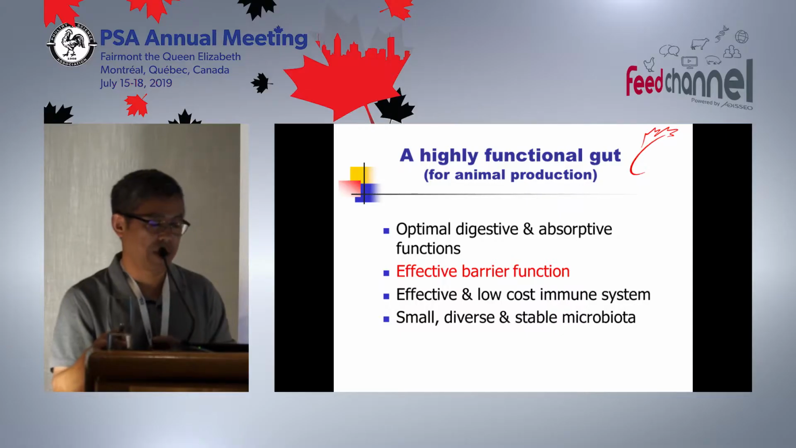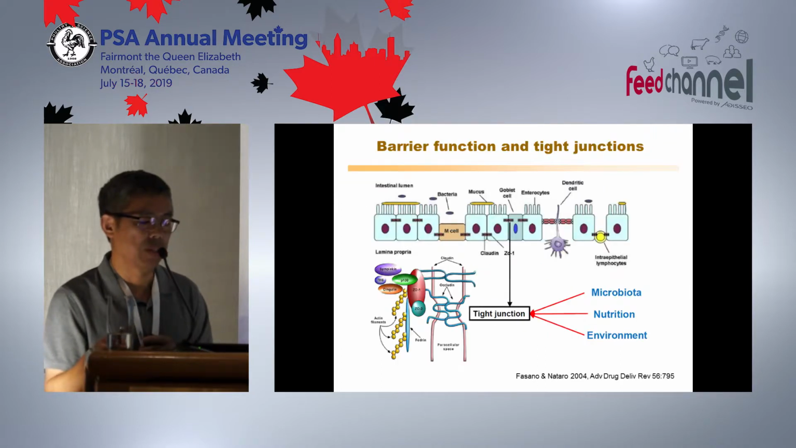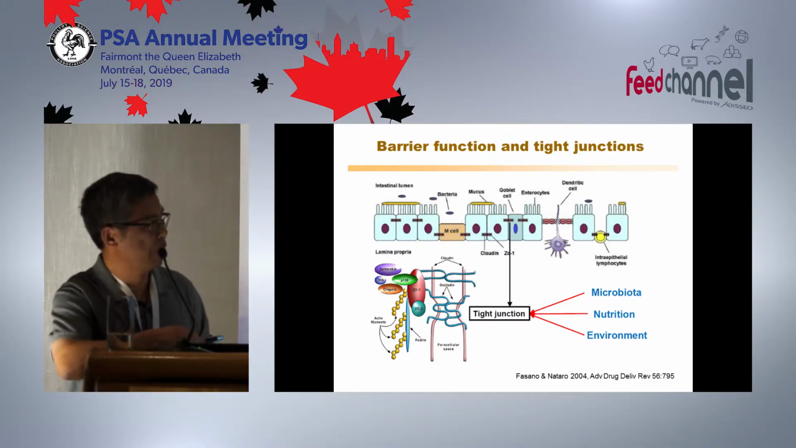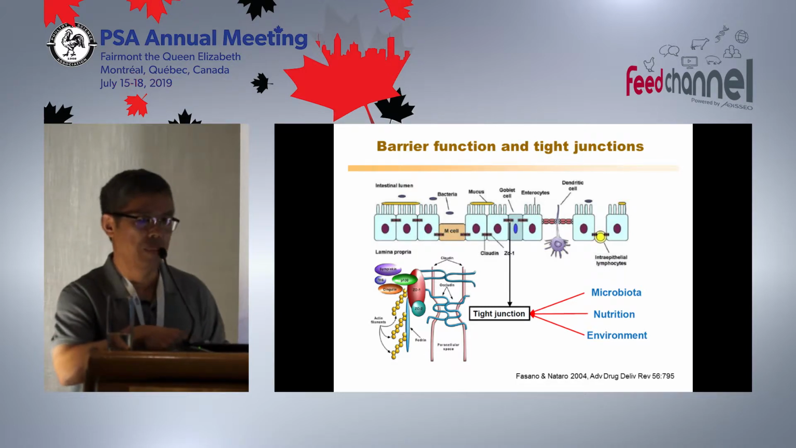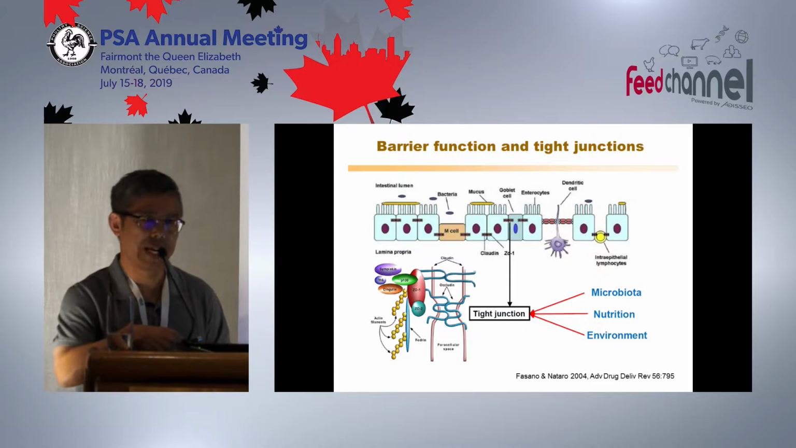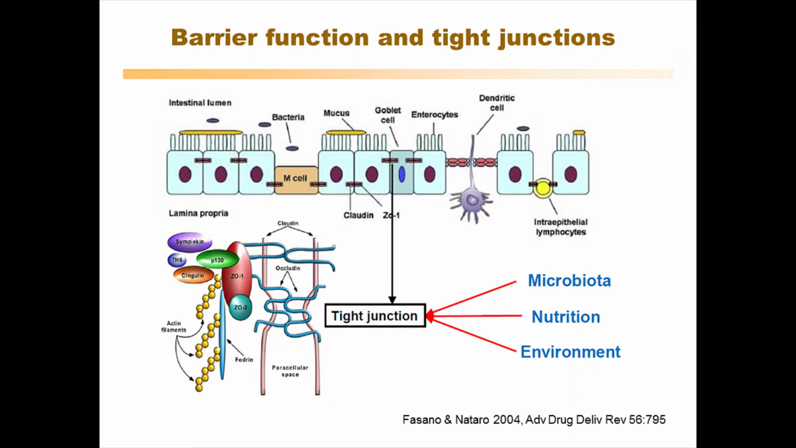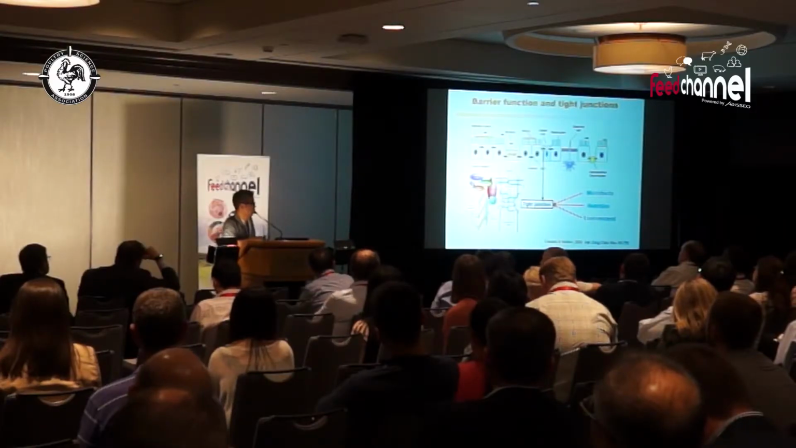Let's look at the effective barrier function. This diagram shows the barrier structure. It's composed of M cells, enterocytes, goblet cells, and also some immune cells. The tight junction, as indicated by the bars, plays a critical role in gut integrity. When the junction is damaged, the gut becomes leaky, and then it's going to be a problem. It causes inflammation and affects animal growth performance.